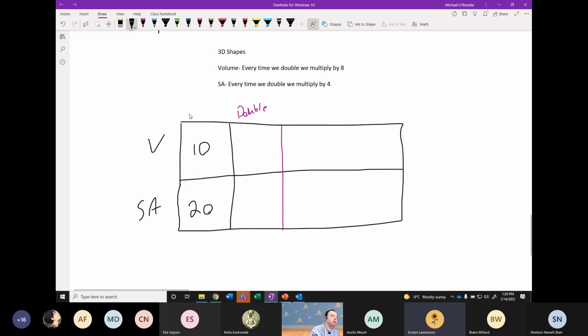If we doubled the original, what would my new these two be?